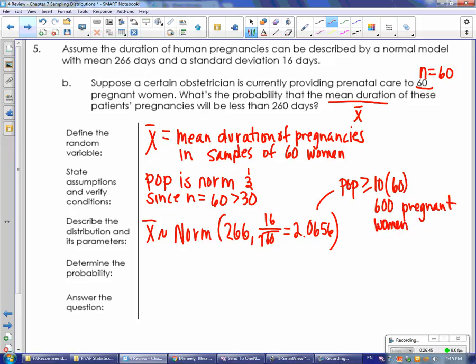And because I don't know, I'm assuming that the number of pregnant women is more than 600. Okay. In the last one, we're finding the probability. And so this time, I'm trying to find the probability that the mean duration is less than 260 days. So make sure that you're dealing with X bar in this case.